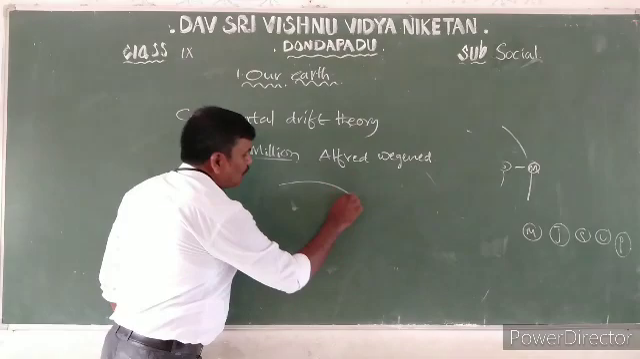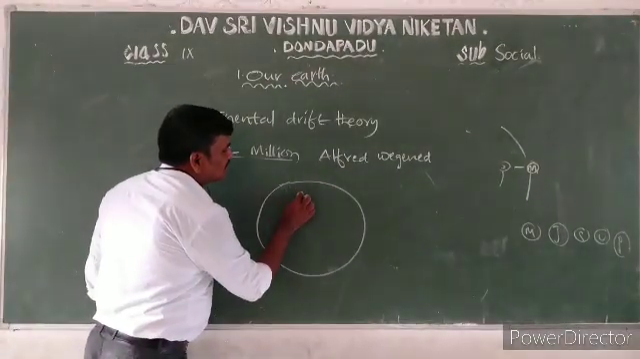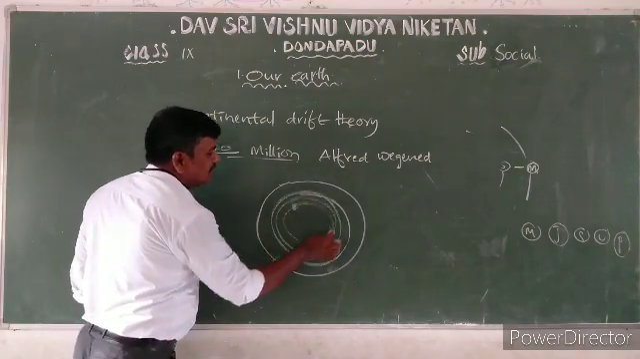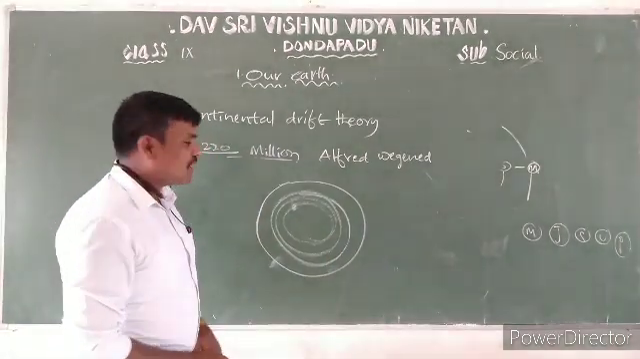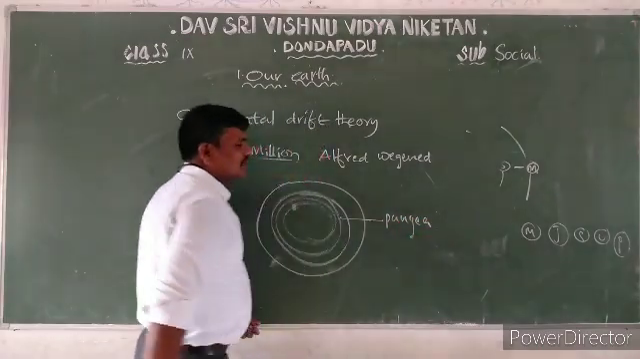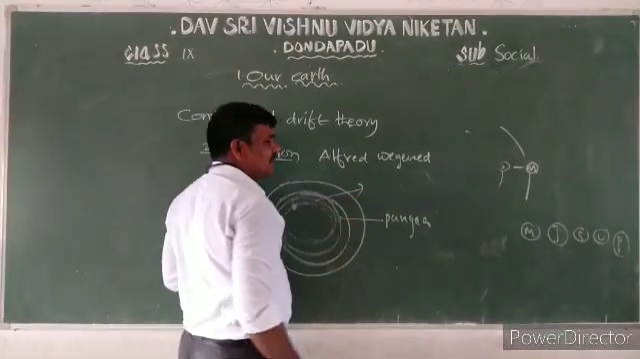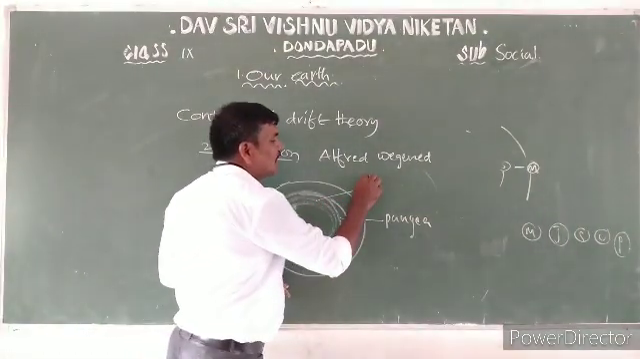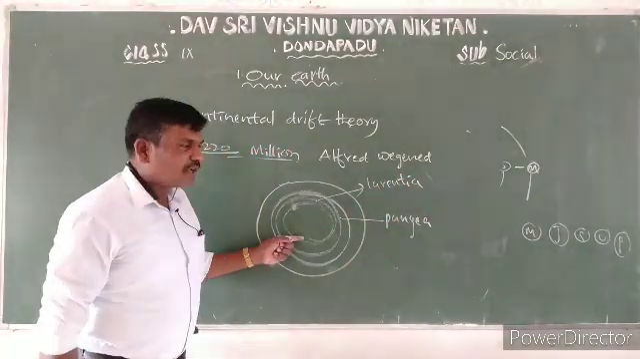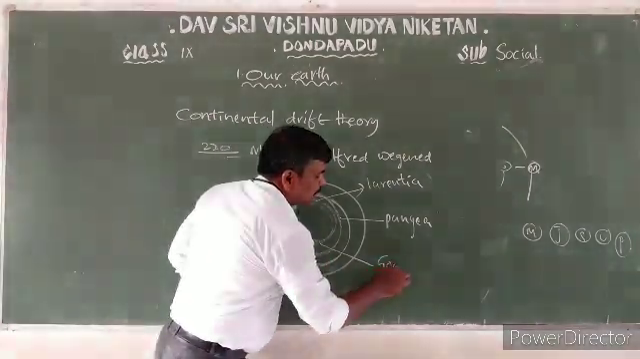Now focus here. According to his theory, 220 million years ago, this big mass was called Pangea. What is it called? Pangea. The north part of Pangea is called Laurentia. The southern part of this Pangea is called what? Gondwana.